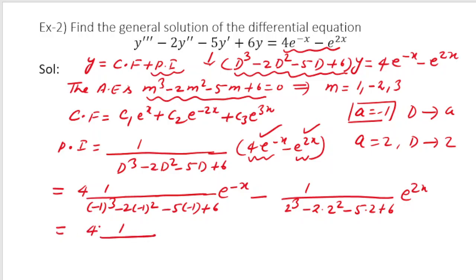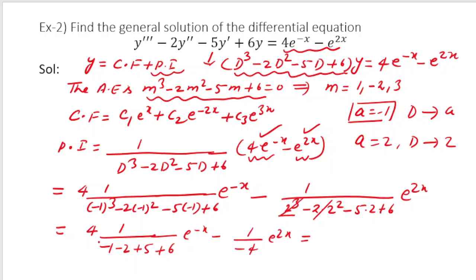So 4 by 1, and this is minus 1, this is minus 2, this is plus 5, and this is plus 6. Yes or no? And we have e to the power minus x, and minus, how much is this? This is basically 8. 2 cube is 8, and 2 into 2 square, that is also 8. So 8 and minus 8, this term will be cancelled, and here I will get 5 into 2, that is minus 10 plus 6, so minus 4. So I will get 1 by minus 4 e to the power 2x.